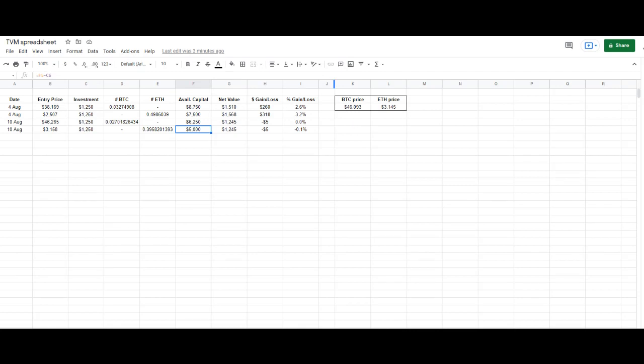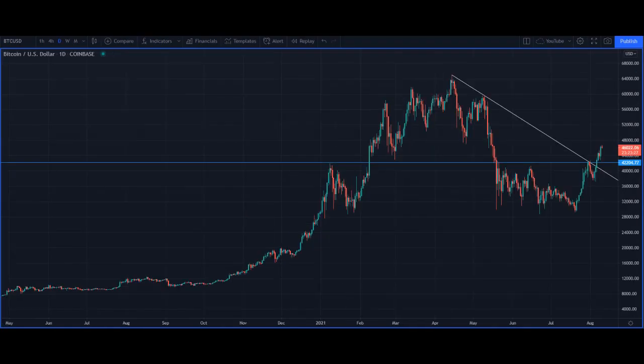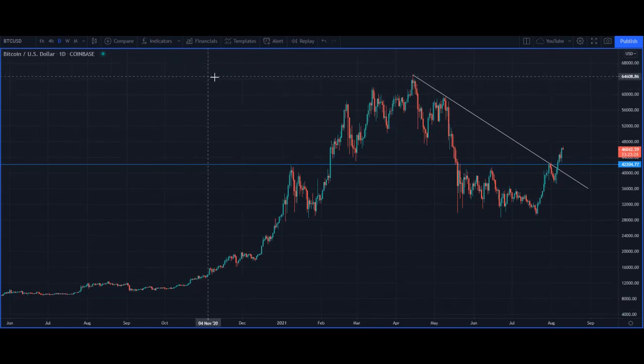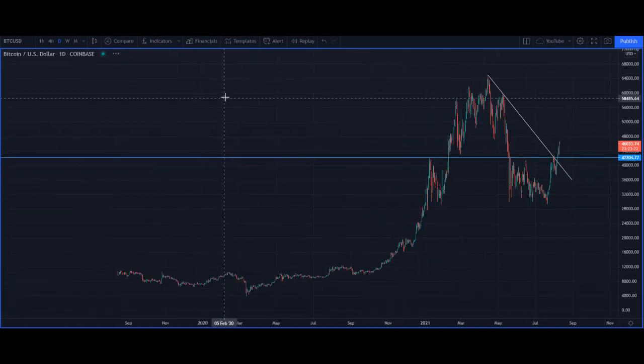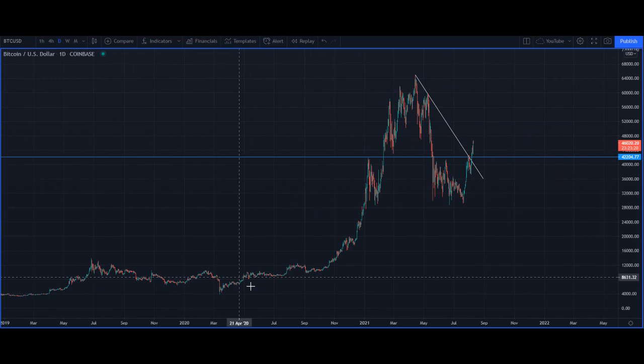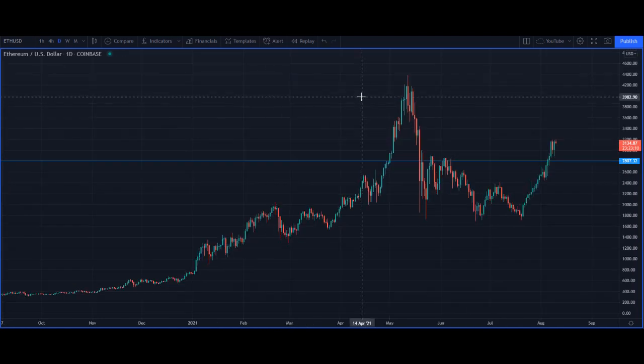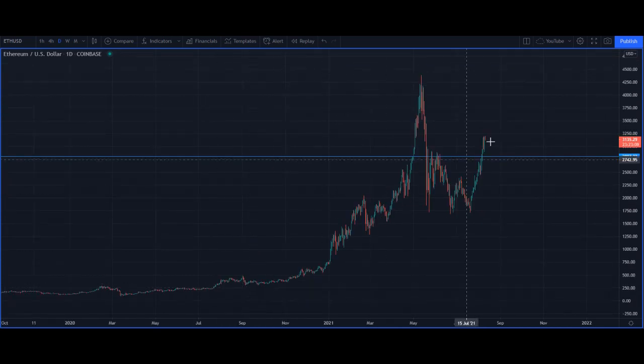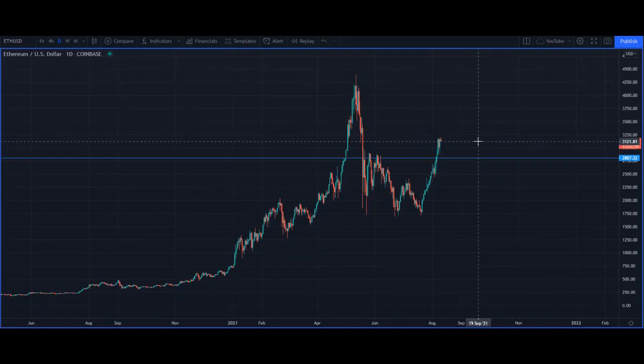Very simple. I don't want to think too much about my entries as long as I'm playing the long game. Okay, let me zoom out. I'm playing the long game. I'm looking to trade the big uptrend here. All right, the small fluctuations in between here, I don't want to be too concerned about that. Same thing with Ether. I'm investing in a general uptrend, and I don't want to be focusing on the small price fluctuations on the smaller time frames.